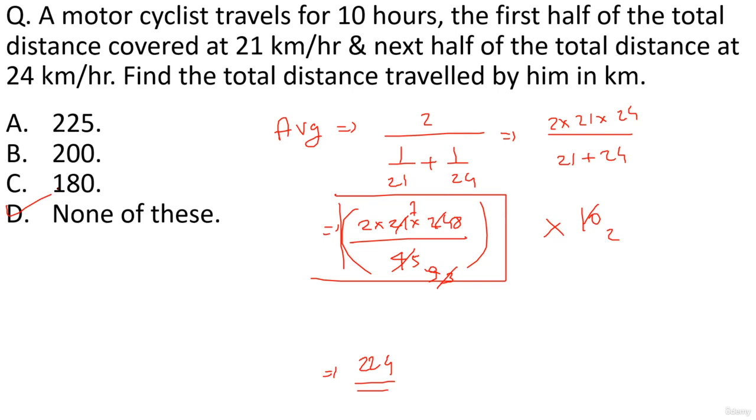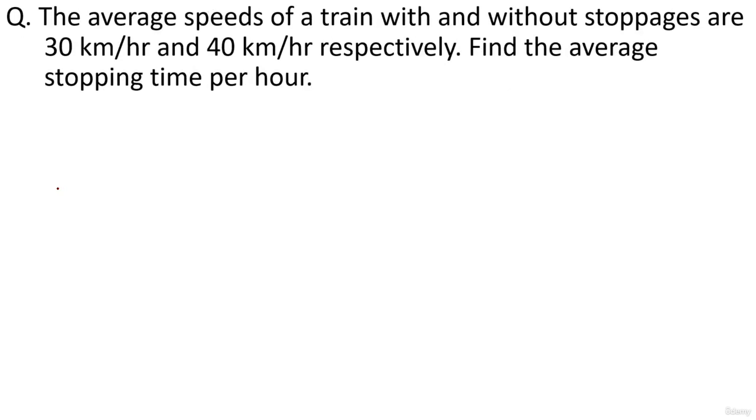Let's go on further, guys, to the next part. The average speeds of a train with and without stoppages are 30 kilometers per hour and 40 kilometers per hour respectively. Find the average stopping time per hour. Now there are different ways to solve this question. I'll tell you three different ways which I know. One very easy way is that you can assume the LCM of 30 and 40, the speeds, which is 120, as the total distance traveled, 120 kilometers.